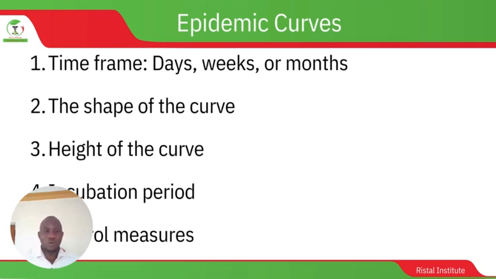And the aspects that you actually need to look at include the time frame, because you have these curves having the y-axis, which has the number of cases of a particular disease or condition, and then the x-axis having the duration. The duration can be in days, weeks, or months, depending on the natural course of that particular disease. And then you plot the number of cases of a particular disease over time, and you can draw a curve connecting the different numbers. This basically gives you the shape of the curve.